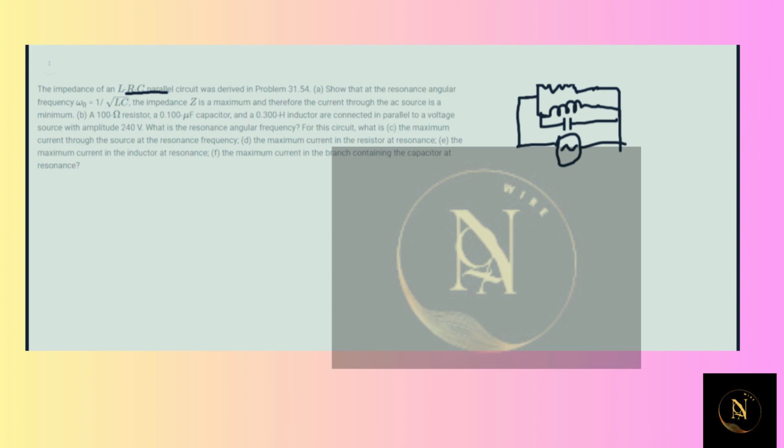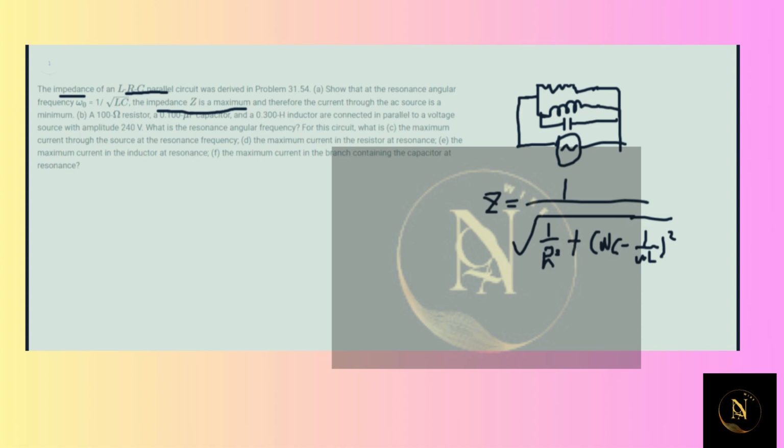And the impedance expression for the parallel circuit is actually, I'll skip the details, but you can look up the previous question to find the derivation of this impedance. So the impedance equals 1 over the square root of 1 over R squared plus (omega C minus 1 over omega L) squared. So this is the impedance for the parallel circuit.